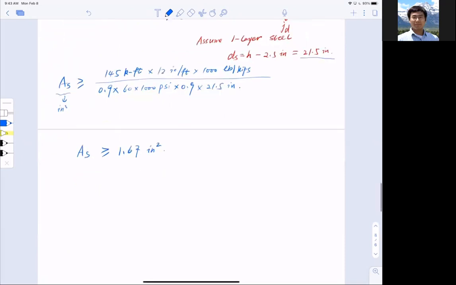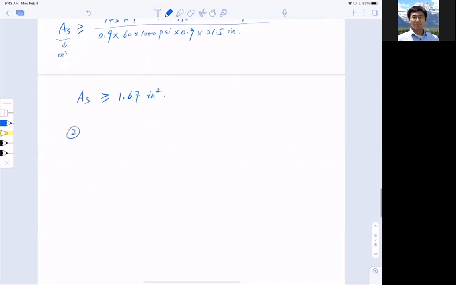1.67 inch squared. All right, so now I estimated the steel. I want to find the actual compressor zone A, and A equals AsFy divided by 0.85 f'c b. Okay, and that is 1.67 inch squared multiplied by Fy, which is 60 ksi.